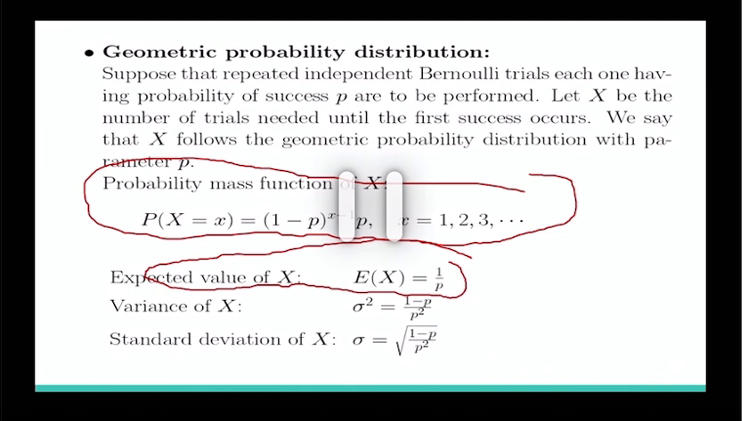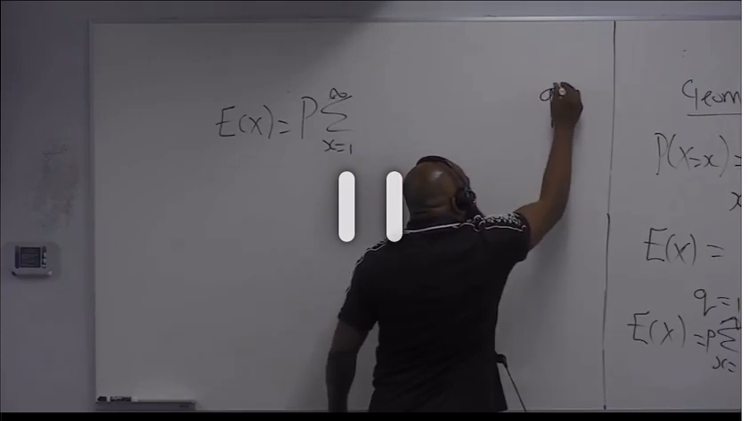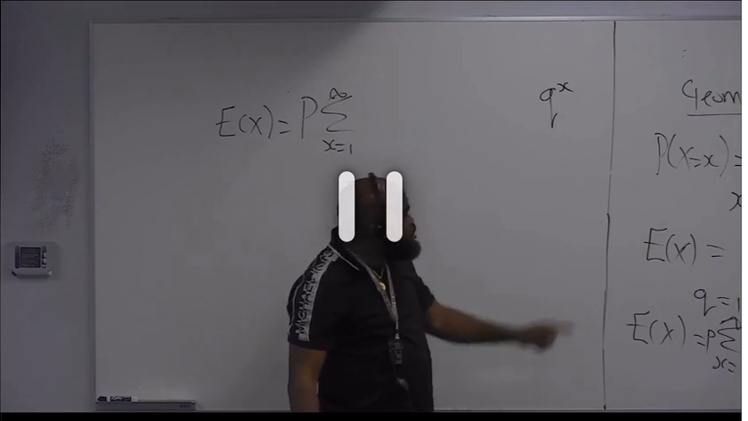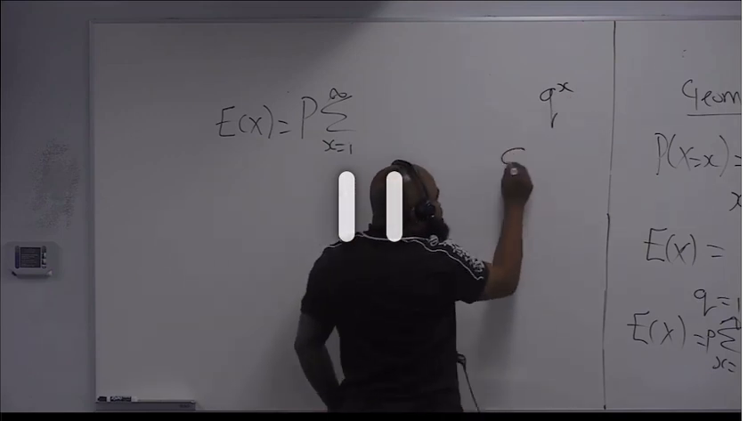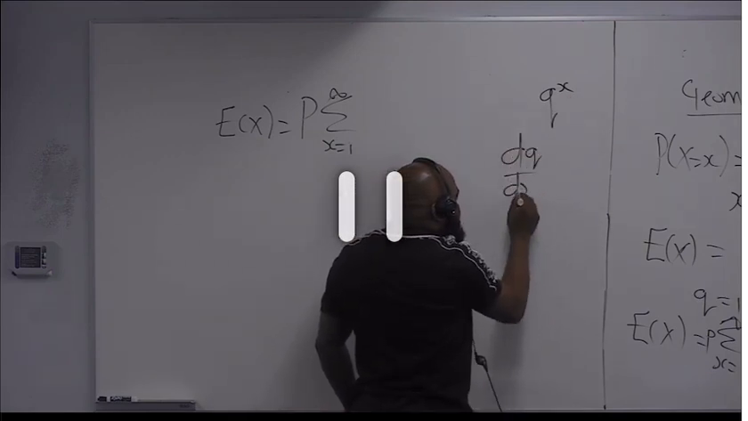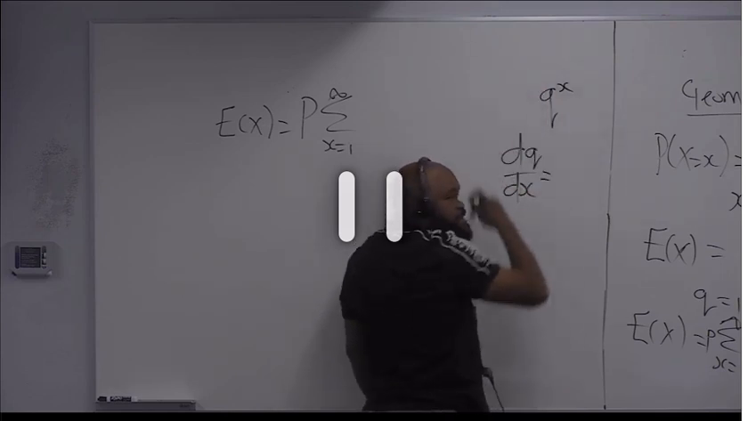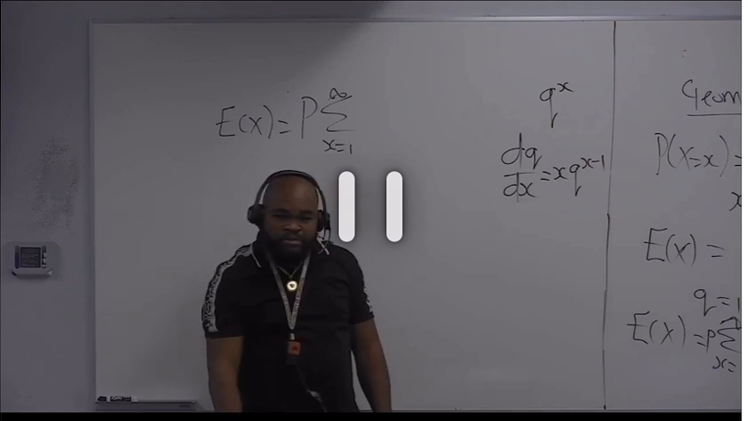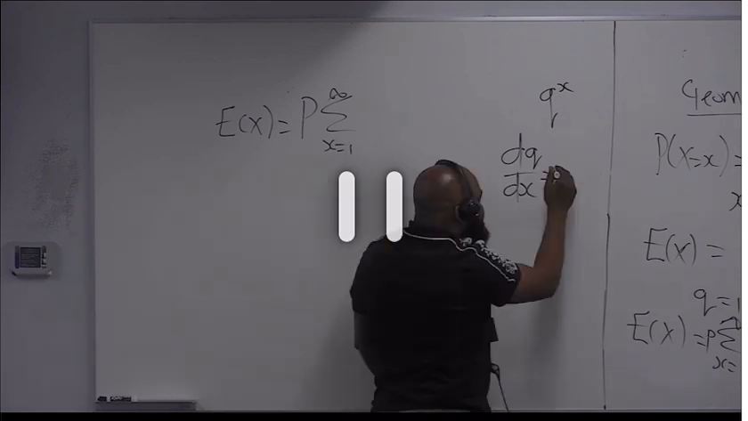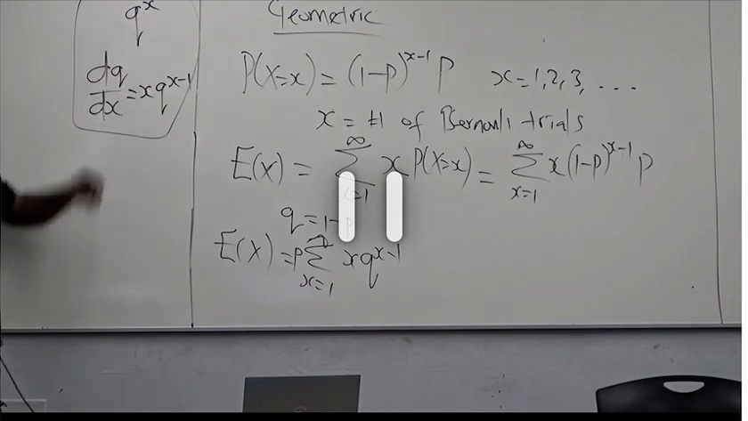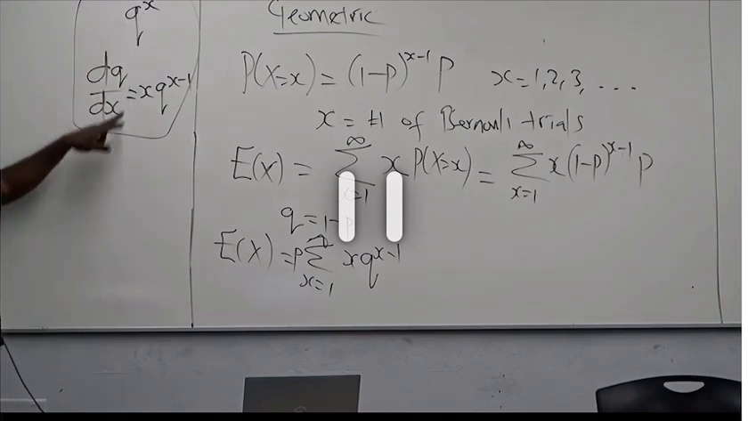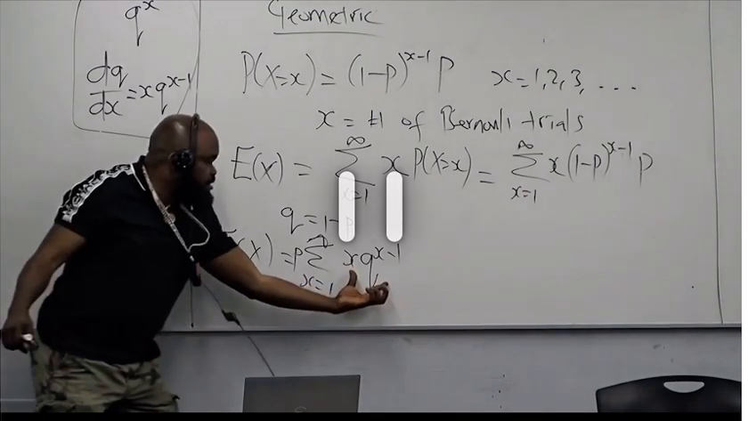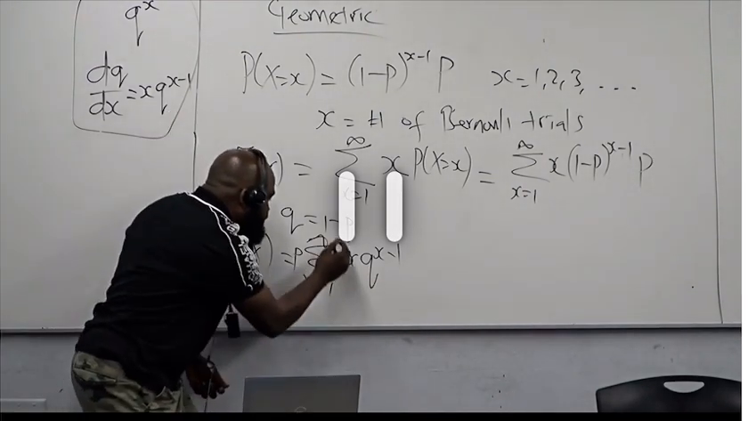Now, in calculus, if I have q raised to the power x, q is a constant, raised to the power x. If I differentiate this with respect to x, this is what I'm going to have. Do you remember this in calculus? If I have q raised to the power x, x is a variable, and I differentiate q with respect to x, this is what I'm going to have. Oh, that is what we have here, right?